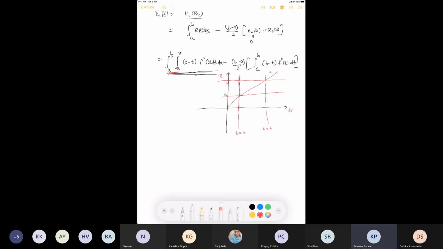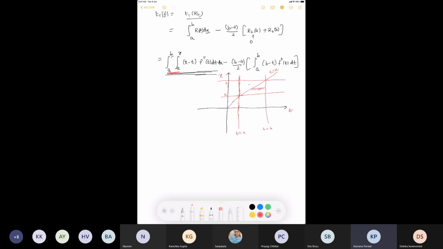Right, this is the line t is equal to x. So let's try to understand. We have to see whether this is the region of the integration or this is the region of the integration. So let's try to see. We are having the limits of t from a to x. So t is varying in this direction. So I have to take a strip parallel to the t-axis. If I take it here, this is going to be from x to b, right?